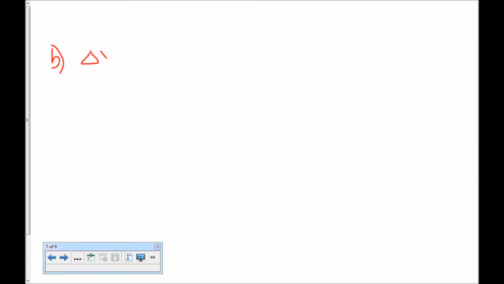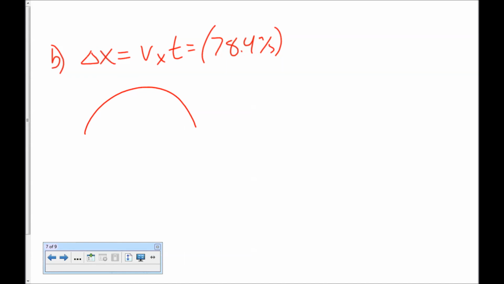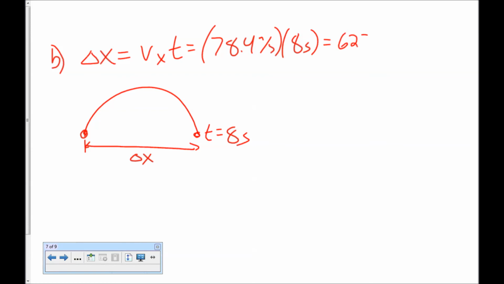Question B, how far away will it land? Well, I'm looking for my horizontal displacement, right? So it's just Vx times t. So my horizontal velocity was 78.4 meters a second. I want to know how far away it's going to land. So I'm looking for this displacement, right? From here to here. And in my last drawing, we discovered that it took 8 seconds to get there. So that's the time you want to use. So multiply that out. Whatever it gives you is your answer. That turns out to be 78.4 times 8 gives you 627.2 meters. All right.